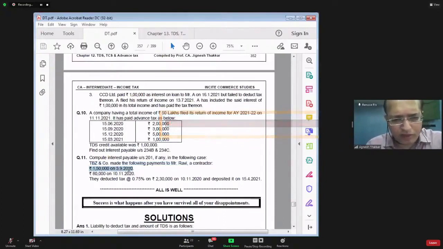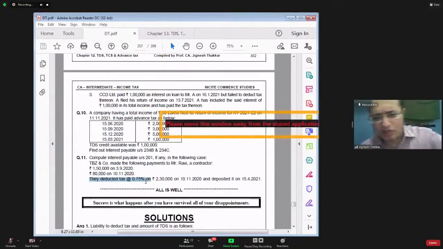1,50,000 is paid on 3rd September 20. 80,000 is paid on 10th November 20. They deducted TDS at the rate of 0.75%. See, this is covered by section 194C, payment made to contractor, subcontractor. If the payee is an individual, TDS rate is 1%. COVID special rate is 0.75%. Do you recollect that?